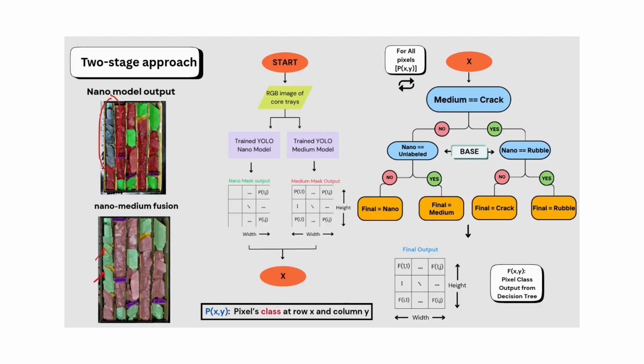And so, because of the pros and cons of the two models, we decided to implement a two-stage approach where we combined the two results. So let's start from the beginning. We first get the RGB image of the core trays, and we feed it into the trained YOLO models, both the nano and the medium. We then get two masked outputs that represent an image array, where each pixel represents a class. So whether it's core, rubble, crack, or depth anchors.